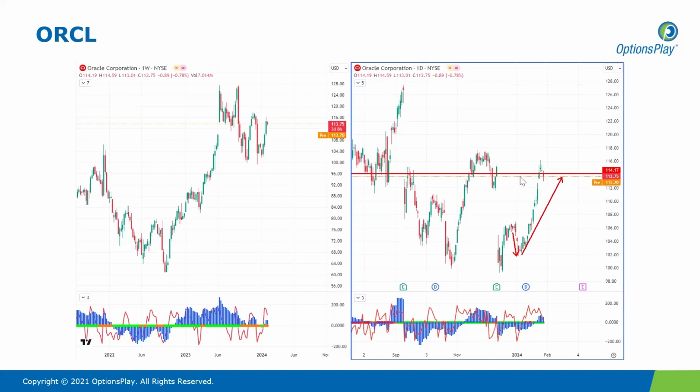We are seeing a rejection of 116. So again, even though the longer-term case for Oracle could be bullish, in the short term, I do think we could be in store for a reversal or a retracement lower. And that may provide a good buying opportunity in the future. So for Oracle, for now, let's take profits on this one, which was a pretty big winner here.